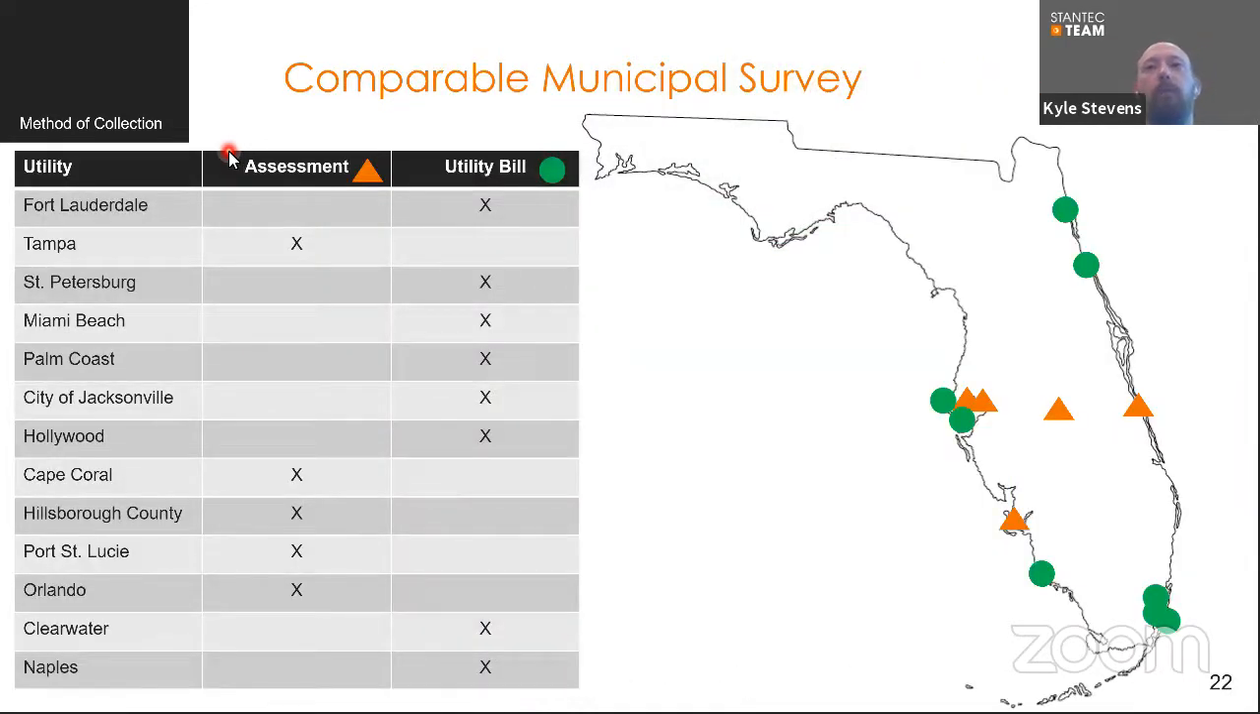This just shows an example from around the state of the utilities and what collection method they're using. And it's really a mixed picture. You'll see some on the utility billing shown in the green dots to the right, and others in the orange triangle using the assessment methodology. I can tell you each and every year there's a number of utilities that are moving toward the assessment methodology, and they're trying to capture some of those benefits that we just talked about with the recommendation that Fort Lauderdale is looking at this year.